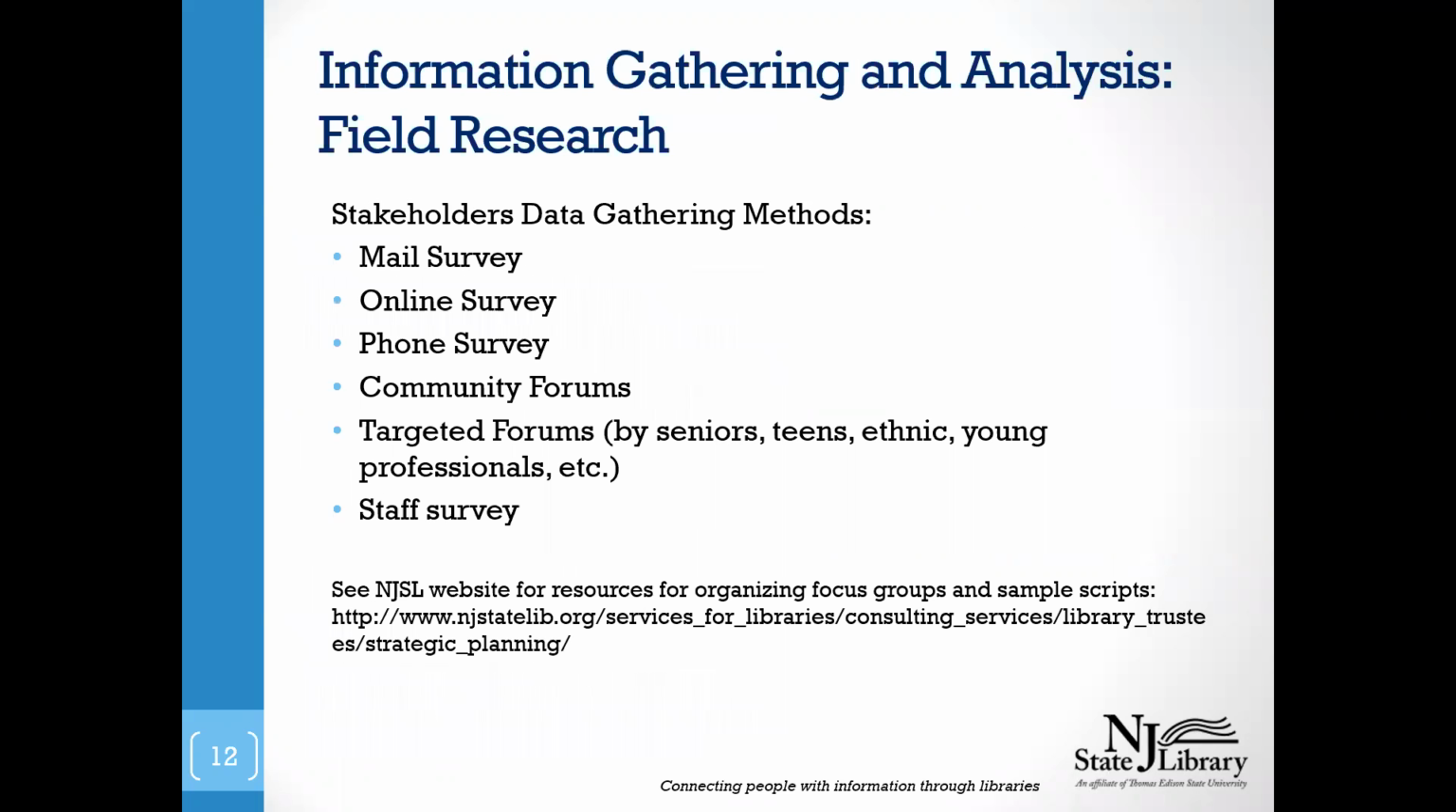Now, there are a number of different methods you can use to gather information from your stakeholders. There are mail surveys and online surveys. You can make phone calls. You could hold community forums outside of the library. You could target the forums by age, ethnicity, anything that you could think of, so you get a different slice of the people all around the community.